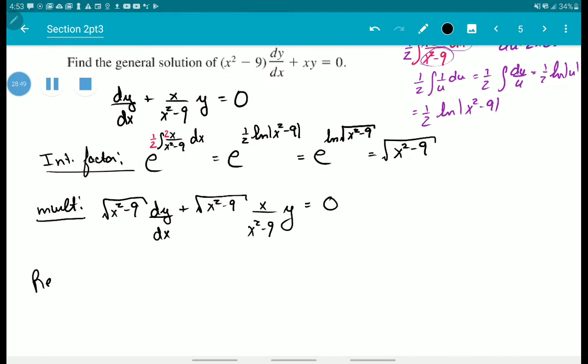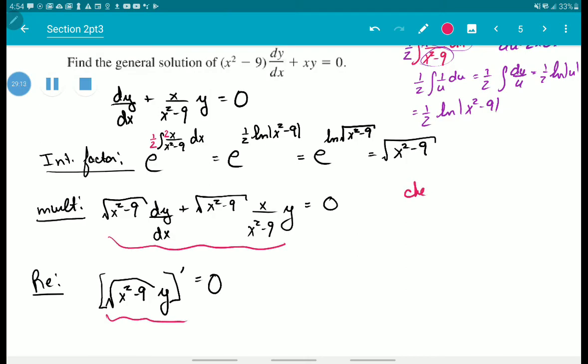Then we're going to do our rewrite. We should always check that. Is this equivalent to this? This is a product rule, so it says the first one times the derivative of the second plus the second one times the derivative of the first.